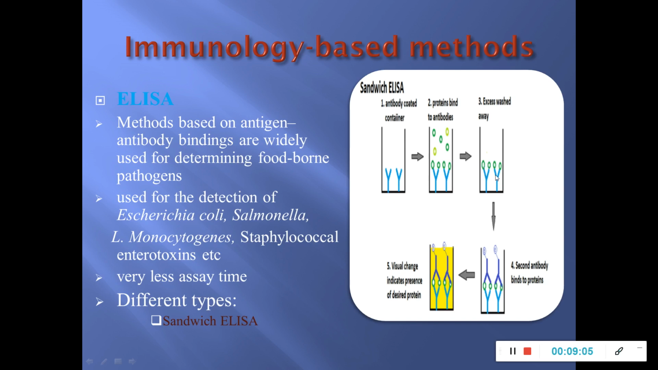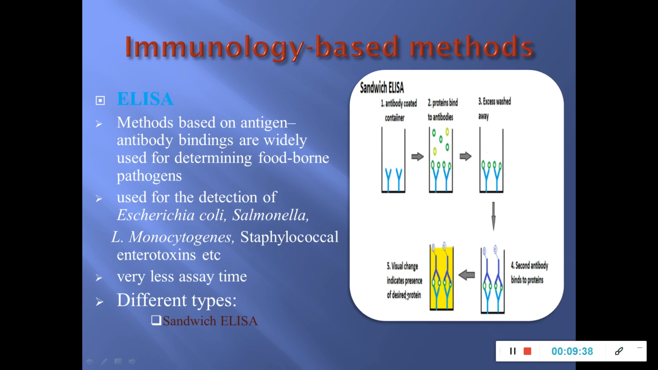If E. coli is present, it binds to the E. coli specific antibody, and after that a second antibody is added, which contains an enzyme linked to it. That is called the secondary antibody. It is also an antibody specific to this E. coli antigen, and it will be provided in the ELISA kit itself. It is linked with some enzyme. So the secondary antibody binds to the protein, and then what happens?